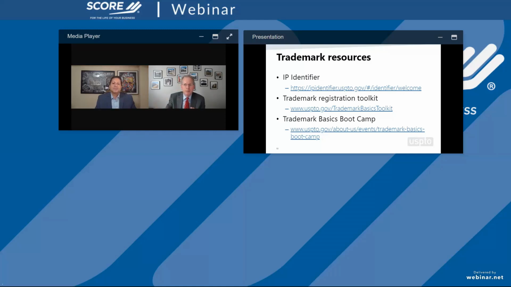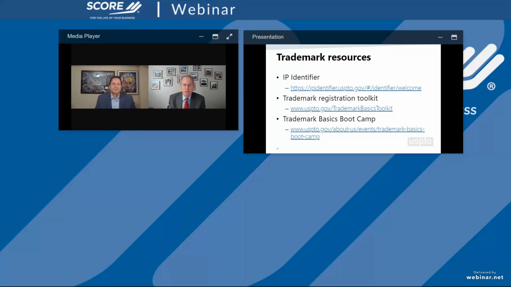There's a thing called the Trademark Registration Toolkit, which you can download. It's been downloaded tens of thousands of times. It's the sort of A to Z about the process, about trademarks. It's an excellent reference. And then we've got lots of resources online. We also have something called Trademark Basics Bootcamp. We run it about 3 or 4 times a year. It's 8 weeks, 8 sessions.